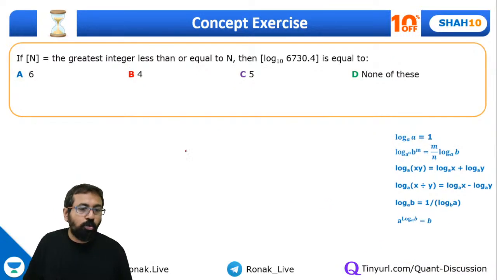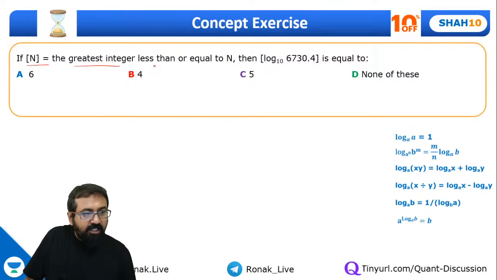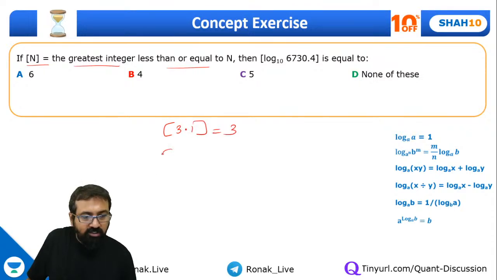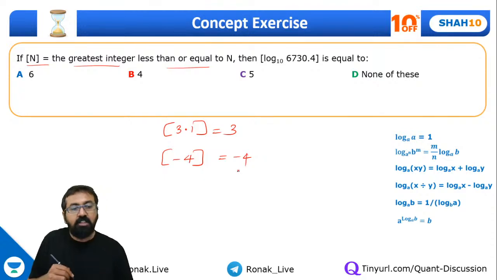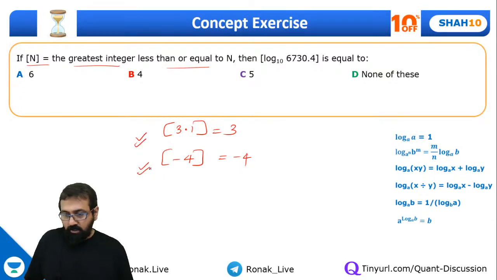So here is one more question. Tell me what will be the answer. This indicates the greatest integer less than or equal to n. As you know, what is the greatest integer value of 3.1? It's 3. What is the greatest integer value of -4? Since -4 is an integer, the result will be -4 itself. So I'm sure you understand greatest integer.